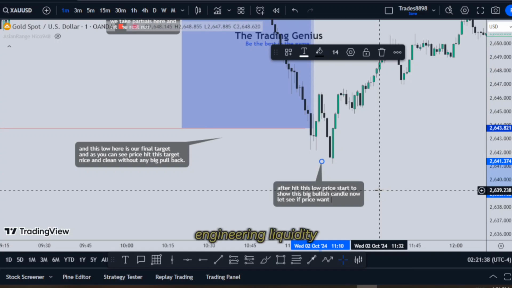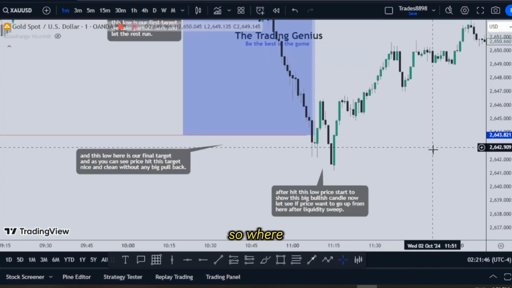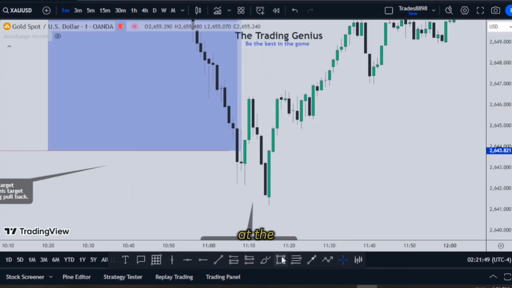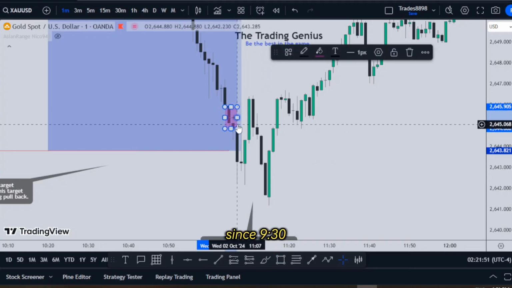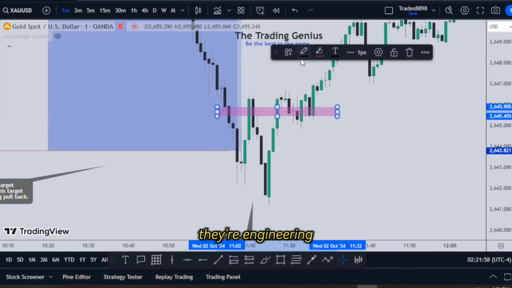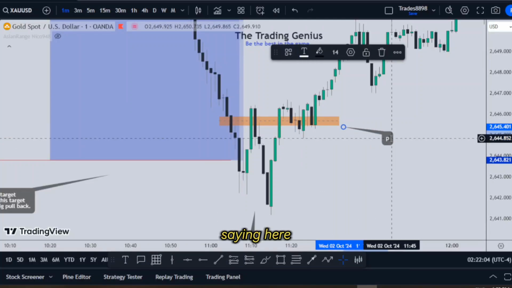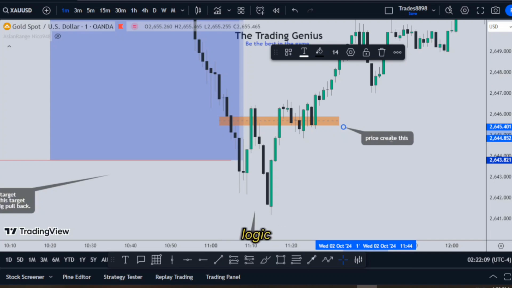But they're engineering liquidity. Because some people will say, okay, I was wrong. Let me now go short. Where are they going to put their short? Wherever they can get in it, because they're going to chase. So where are they going to put their stop loss? At the high of the day that's formed so far since 9:30. So what is that doing? They're engineering liquidity above the initial high of the day after the 9:30 opening, when it's a bullish day. Everything I'm saying here, just reverse everything when it's going lower. It's very simple logic.